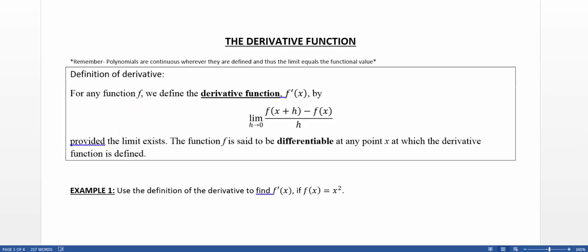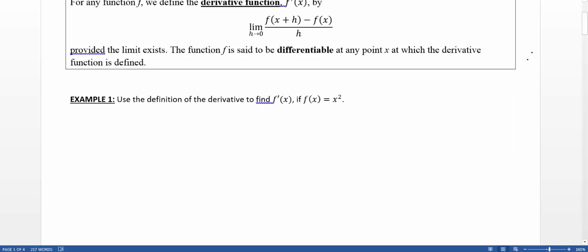So let's start with an example and see how we can use this definition to find the derivative function. Example 1. Use the definition of derivative to find f prime of x if f of x equals x squared. So again, we're thinking about the function x squared, and we're trying to find a function that will tell us how quickly x squared is changing at any given point. So we go to our limit.